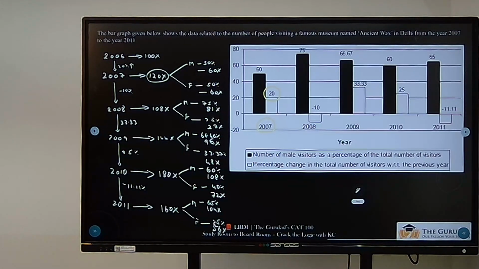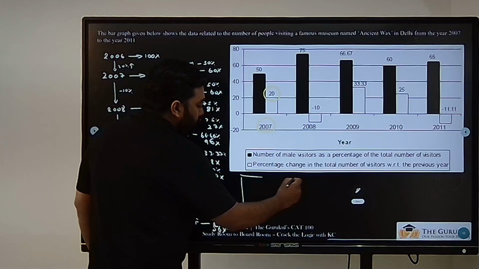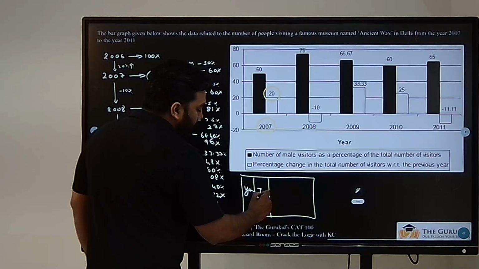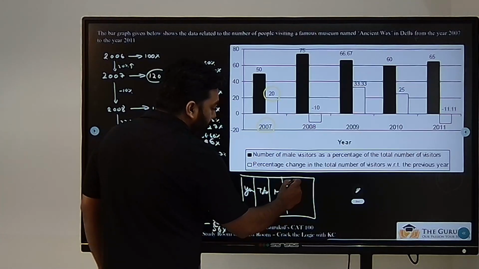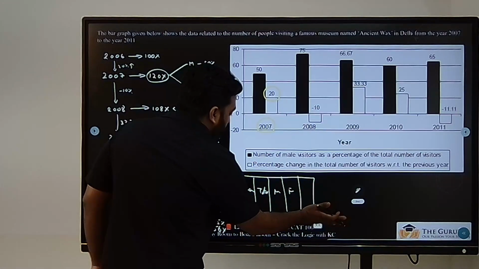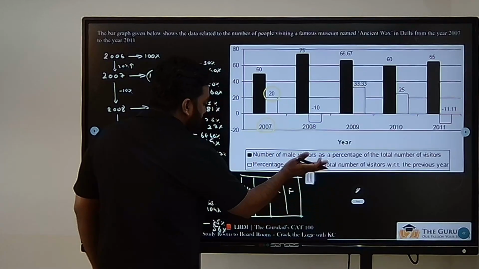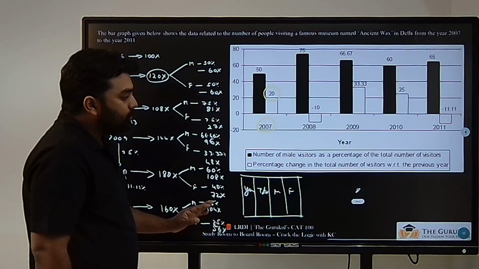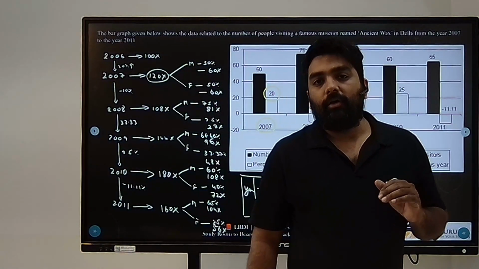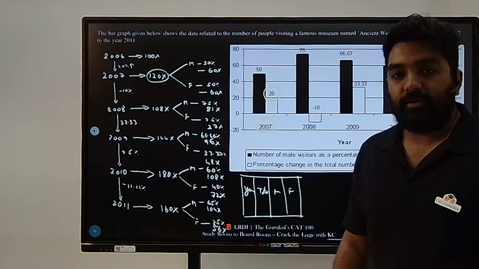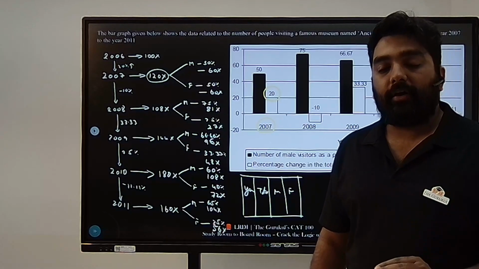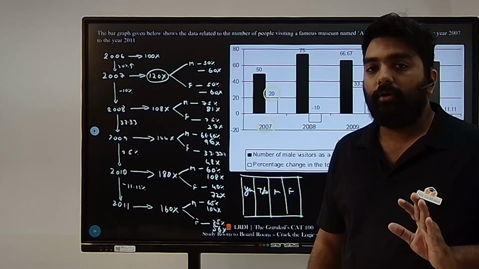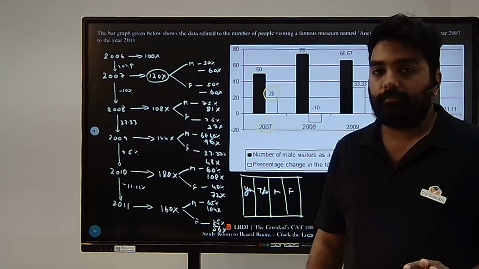Clear? Now with this information, I can frame a good table like this with respect to year and total number of people, and then we are having male and we are having female. So we can frame a table like this for different years. So once we get the table properly from the graph, the questions are very easy. The whole point of calculation based data interpretation is from the graph you need to come down to the table. Once you come down to the table, everything is easy.